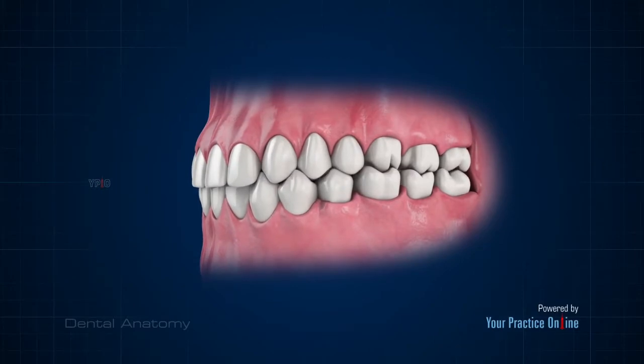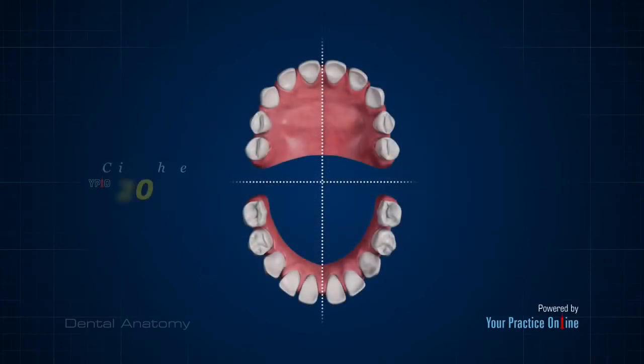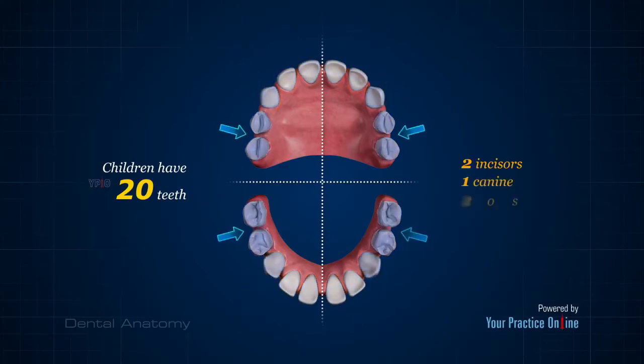and function normally. Children have 20 teeth in all. Each quadrant has 2 incisors, 1 canine, and 2 molars. The teeth differ from adult teeth in size and structure.